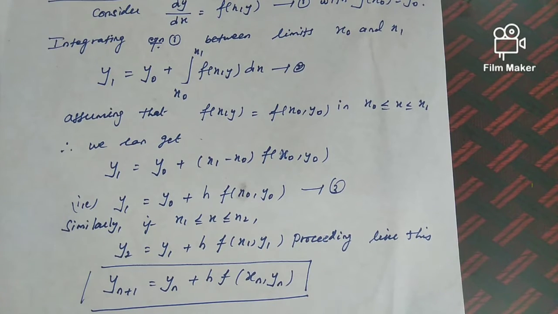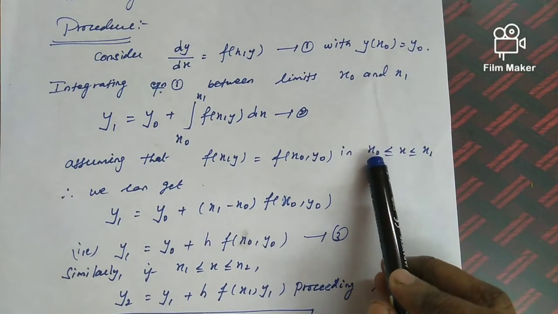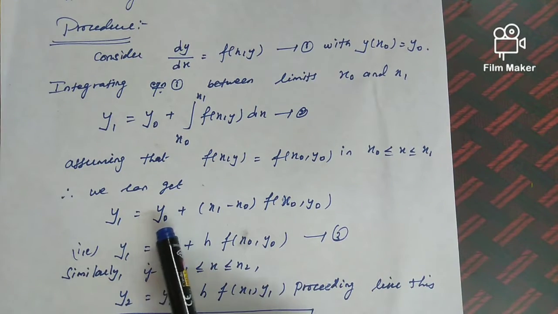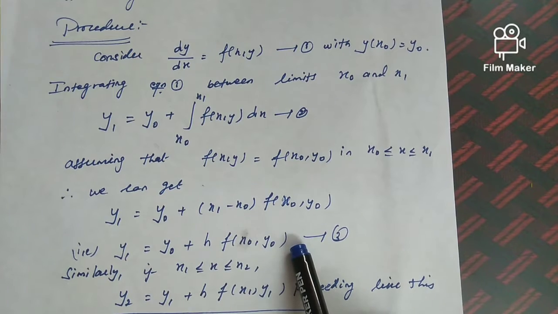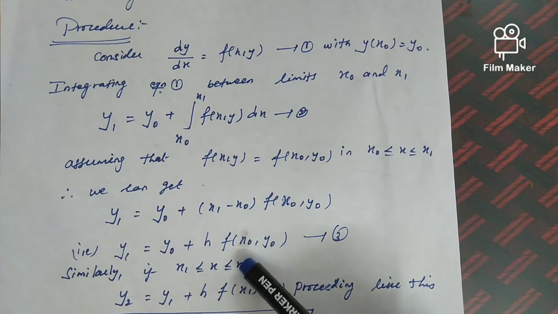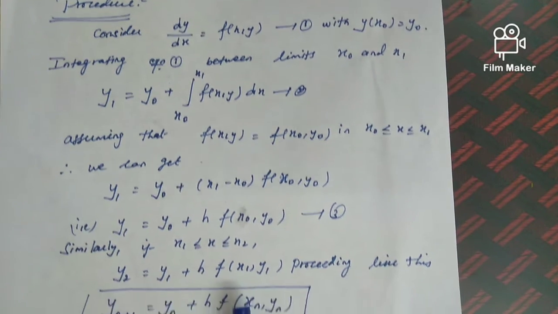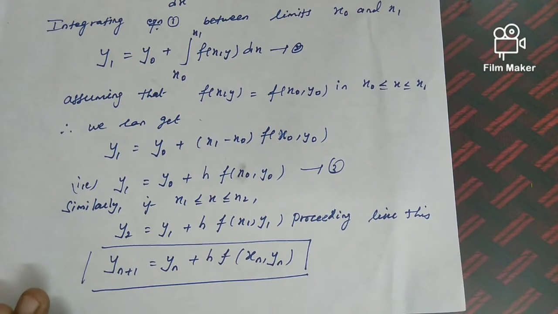So how to do problems under Euler's method? This is the procedure. First we have to take the given differential equation with the interval. Suppose the first interval is x naught to x1. We write the result as y1 equal to y naught plus h into f of x naught, y naught. Similarly, for the next interval, y2 equals y1 plus h into f of x1, y1. In the nth case, this can be written as y n plus 1 equal to y n plus h into f of x n, y n.